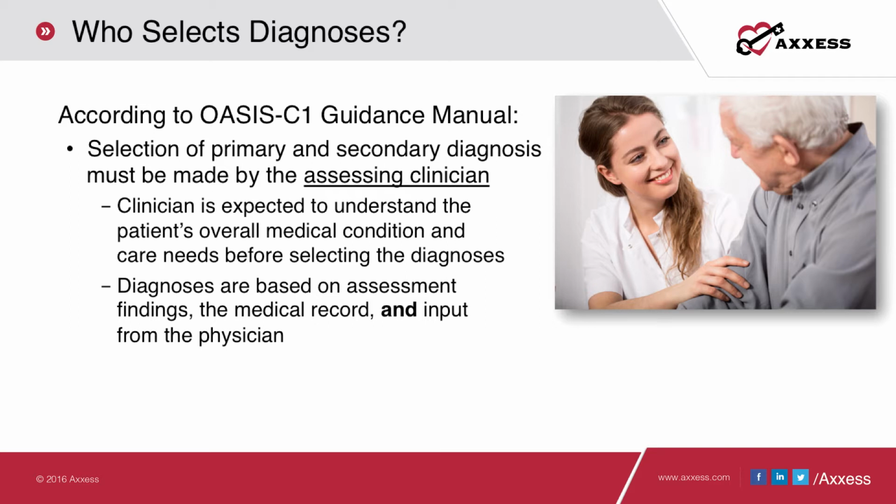Now, according to the OASIS C1 guidance manual, the selection of the primary and secondary diagnosis must be made by the assessing clinician. That assessing clinician is expected to be the person who understands that patient's overall medical condition and care needs before the selection of the diagnoses are made. In other words, that clinician is the person who puts two and two together, including the information that's received from the referring party, as well as the assessment by the clinician, and then they are the person who sequences the acuity of those disease processes according to the guidance. So again, diagnoses are based on assessment findings, the medical record, and the input from the physician.